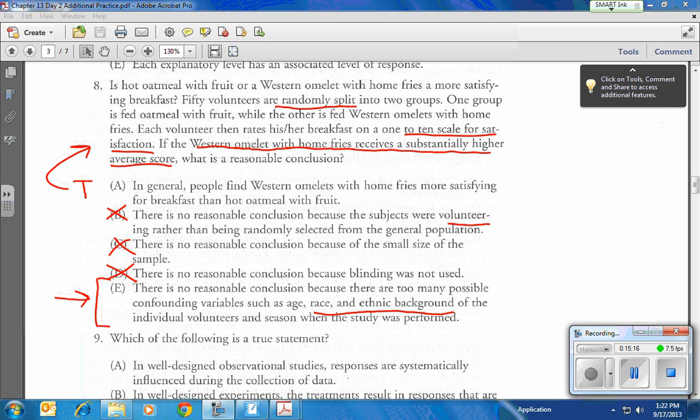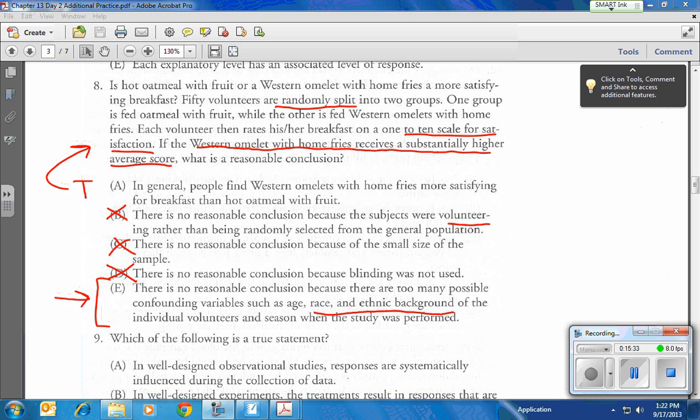I'm not sure the season matters. I don't. Well, they're hot. I don't, because they're both hot meals. If it's like cold cereal and a hot omelet, that makes a difference, right? In the winter, you may not want cold cereal or whatever.